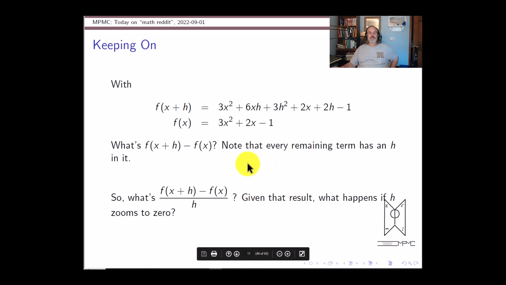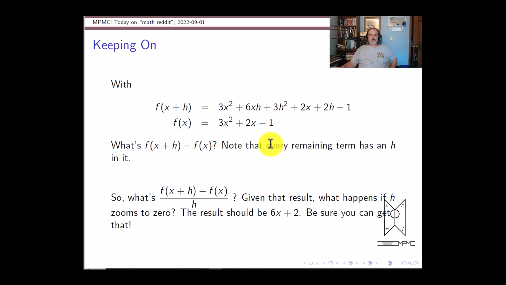And then, with what's left over, we can play the thought experiment. What happens if h becomes 0? What happens as that second point on that graph, I should be going this way, collapses back onto that first point? What is the tendency of the slopes that we're making as those 2 points collapse together? If you follow through this algebra of taking f of x plus h, subtracting f of x, taking the result, dividing it by h, and then saying what happens when h goes to 0, you should end up with 6x plus 2. Make sure you can get that.